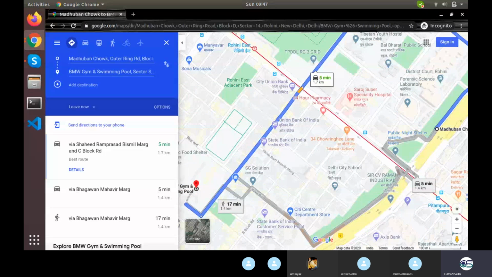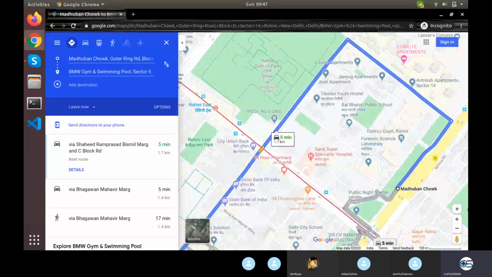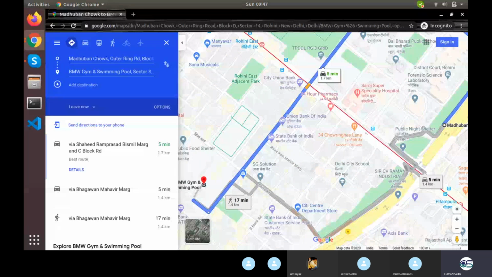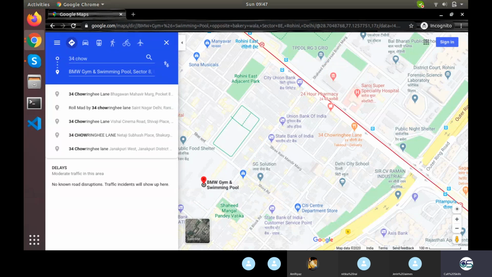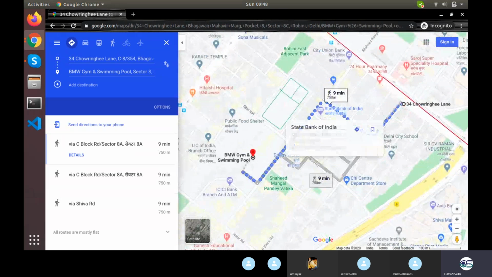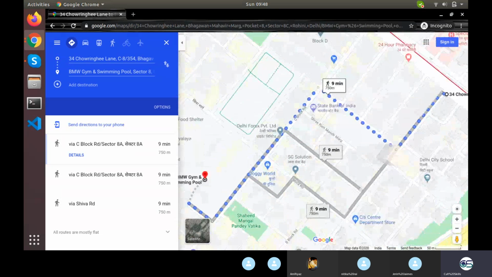You cannot go all the way from this to this point directly. You cannot even reach from this point to this point directly. You need to follow the road. Let's take it from this point. Okay, so this is the track you need to follow in order to reach this particular place.